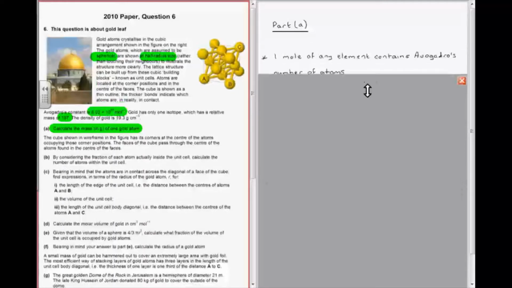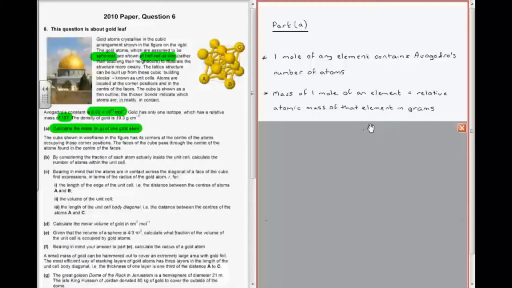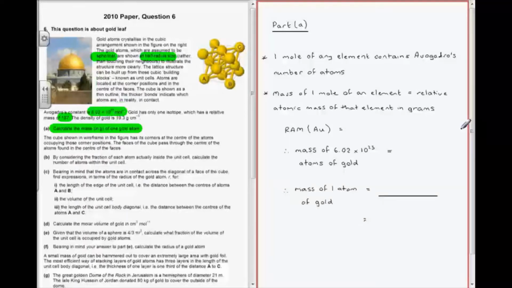The first fact is that 1 mole of any element contains Avogadro's number of atoms, and the second is that the mass of 1 mole of an element is equal to the relative atomic mass of that element given in grams. Therefore, if the relative atomic mass of gold is 197, then the mass of Avogadro's number of atoms, or 6.02 times 10 to the 23 atoms of gold, is equivalent to 197 grams.